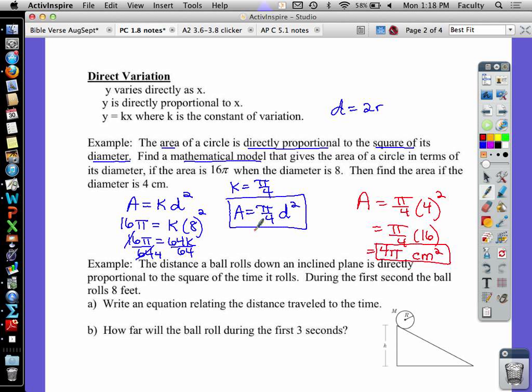Alright, in the next example it says the distance a ball rolls down an inclined plane is directly proportional to the square of the time it rolls. So distance is directly proportional to the square of the time. Letter A says write an equation that relates the distance traveled to the time. Can somebody give me just a general equation first that involves k?